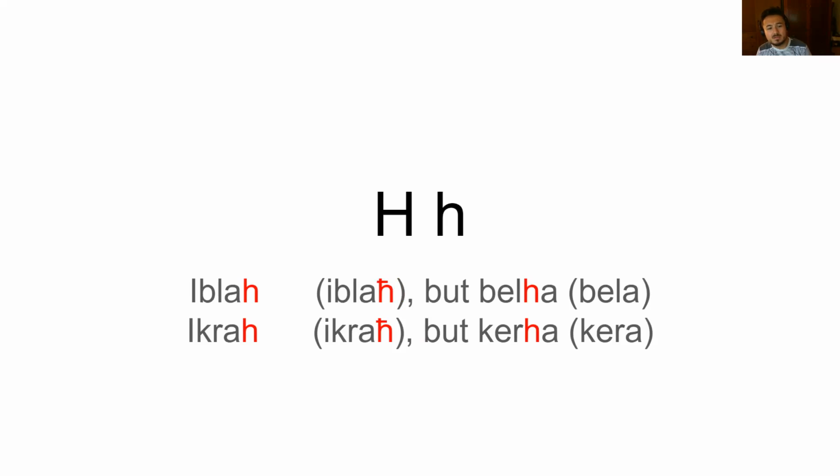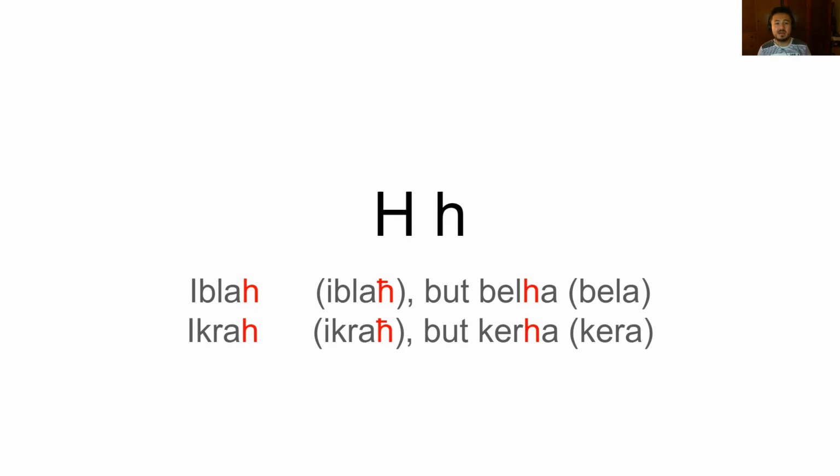Now, when it is found at the end of the word, the akka, which usually has no sound, it is pronounced as a h. So you have iblach, which means a stupid person, a stupid man, iblach. But it has an h, because in the female form it is bella. So a stupid man and a stupid woman. Iblach, and bella, pronounced without a h, as if there is no h. Iblah and bala.